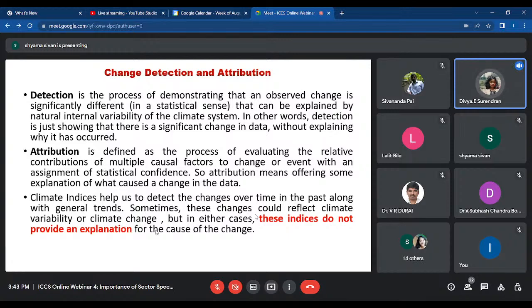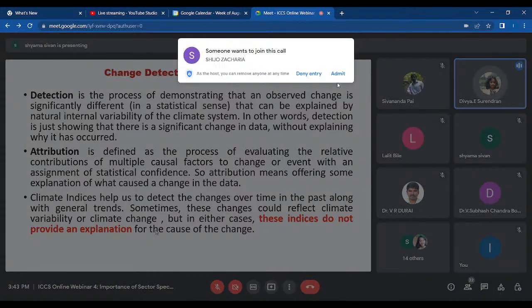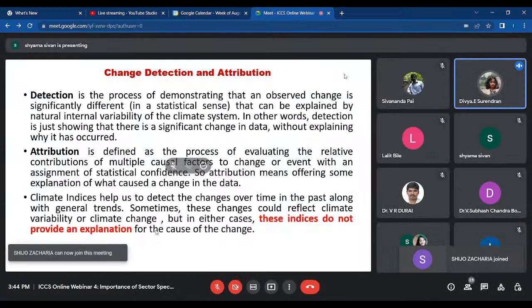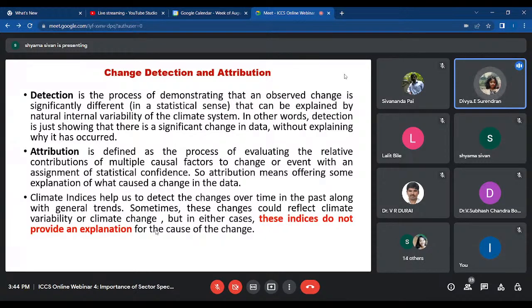Then the second component is attribution. Attribution is the process of evaluating the change. We are trying to understand why that particular change happened in any variable, why there is a reduction in the crop yield, or why there is an increase in temperature. So attribution is another way to understand the change. These climate indices are helpful to detect the changes, not for the attribution. Attribution needs more studies, but in the research context, climate indices are helpful for detecting the changes.